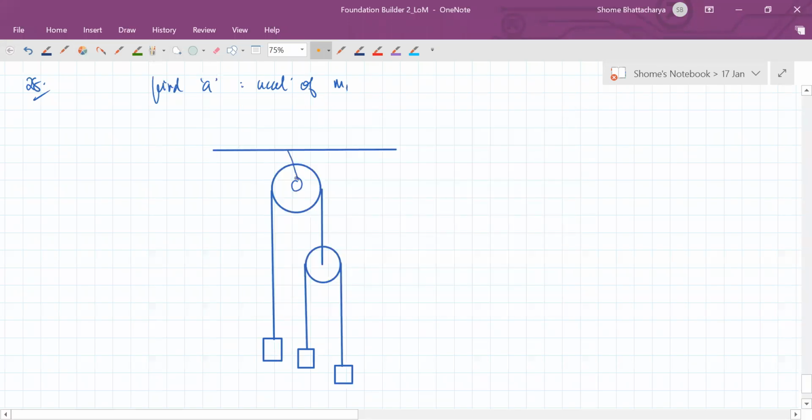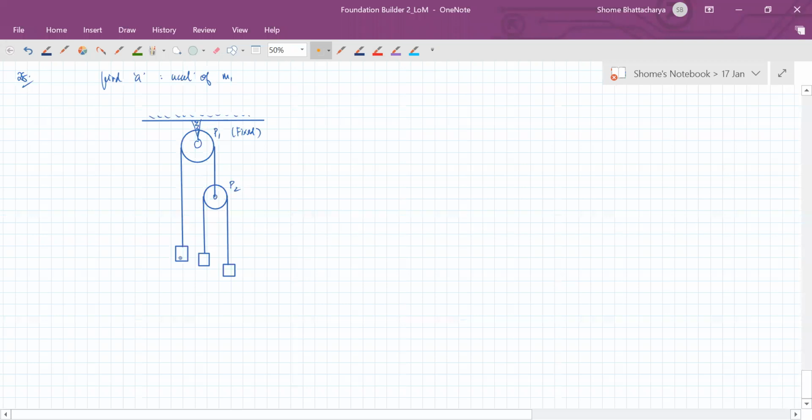So of course this pulley is attached to a fixed ceiling. So P1 is a fixed pulley, it does not move. But the second pulley P2 is going to move. So that's where we have to understand the dynamics of the system. Now look here, this M1 mass is minimum out of the three. M1 is 1 kilogram, M2 is 2 kilograms, M3 is 3 kilograms.